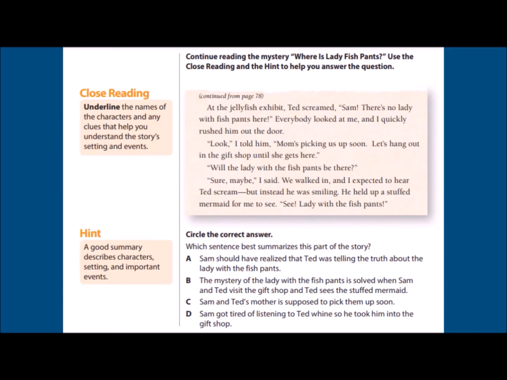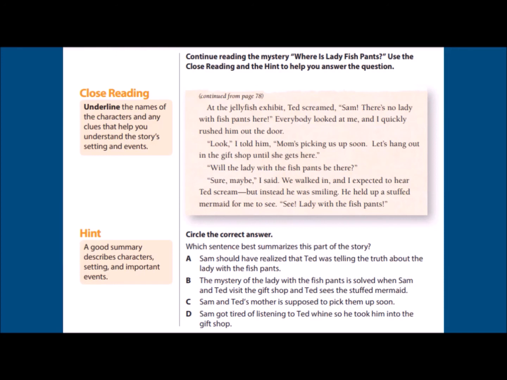So let's now look at our question and our answer choices and go through them. Which sentence best summarizes this part of the story? All right, so I know in this part of the story, my characters are Sam, Ted, the gift shop, and they're looking for the fish pant lady. So those are the kinds of things that I'm looking for.